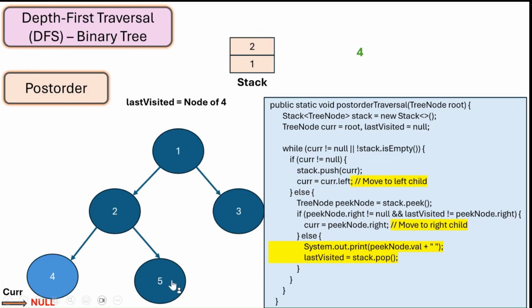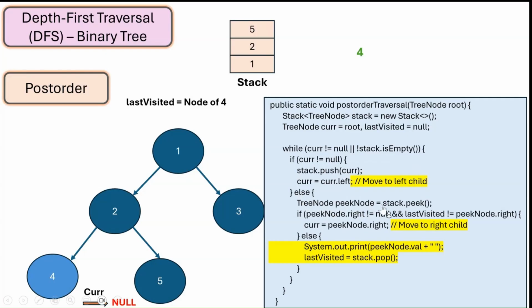So 2 has a right node which is 5, and the last visited node is 4. So we have not visited the right subtree of this node 2. So we need to visit it. So current will point to 5 now, and it will come back to the beginning of the while loop again. Now for 5, we'll push that 5 and it will go to the left of 5, which is null, and then next time when it comes, it will go to the else part.